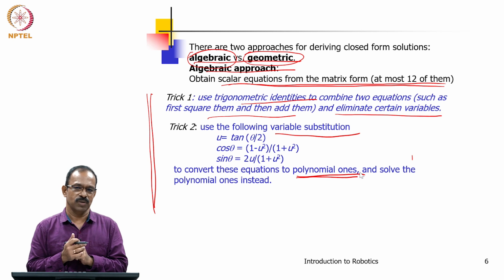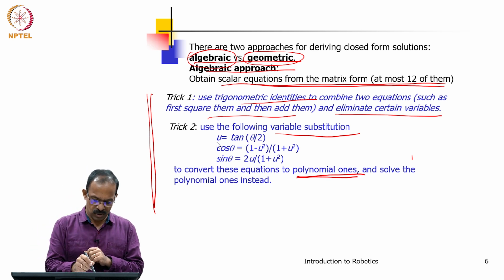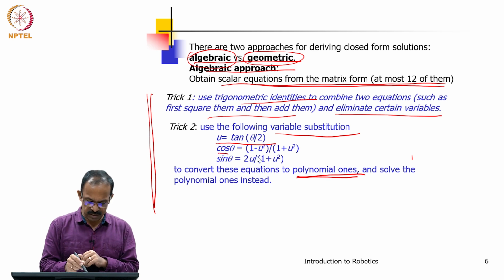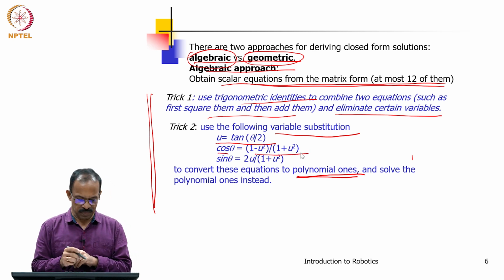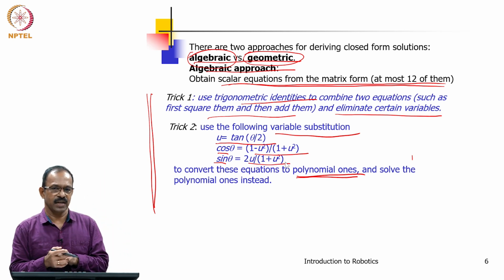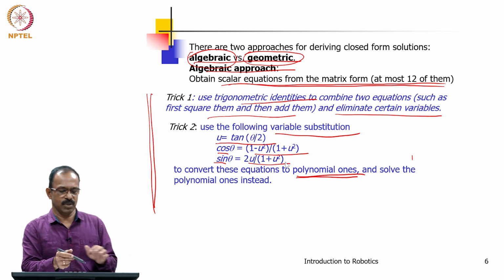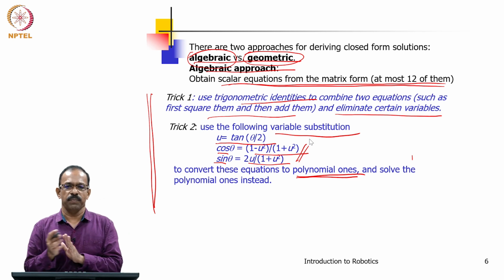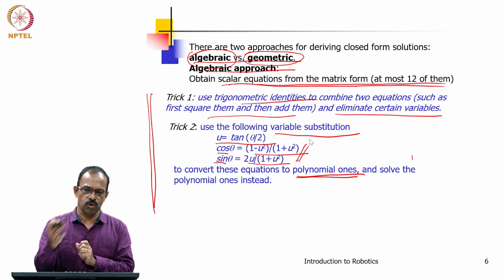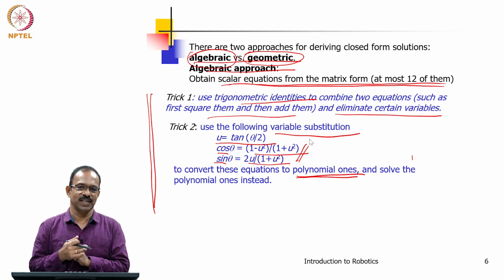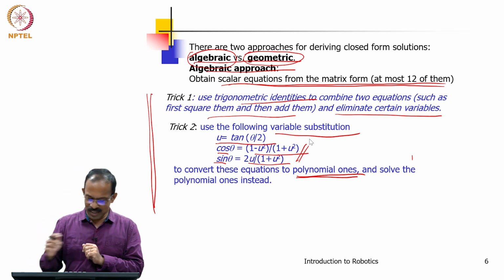That is another way to solve it. For example, you substitute u equal to tan(theta/2), then cos theta can be written as (1 minus u squared) by (1 plus u squared), and sin theta can be written as 2u by (1 plus u squared). Whenever cos theta and sin theta appear, you substitute these values, convert that into a polynomial equation, solve the polynomial, and then get theta. So finally, we need to get theta. That is trick 2.